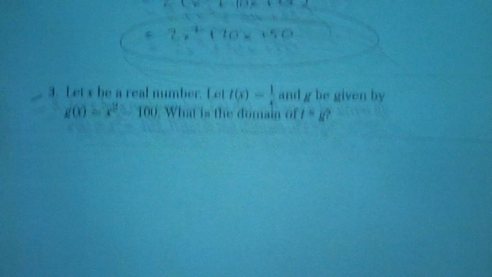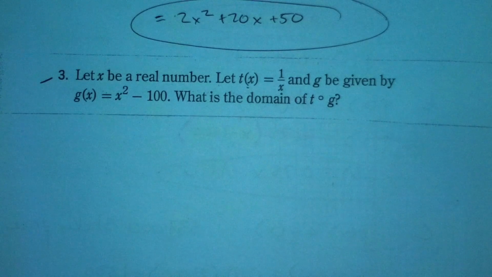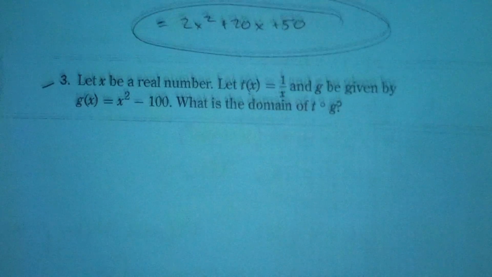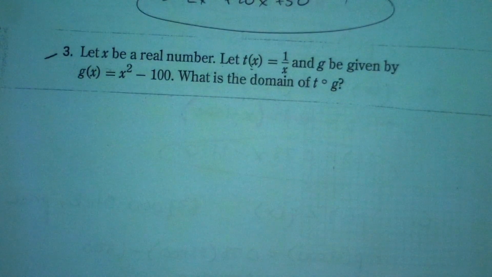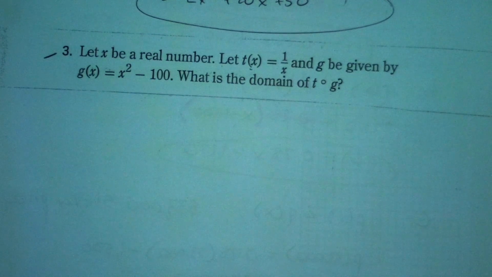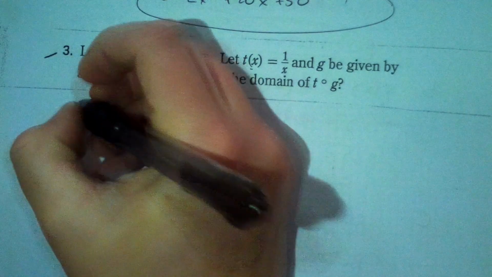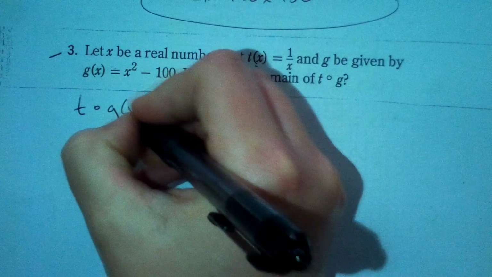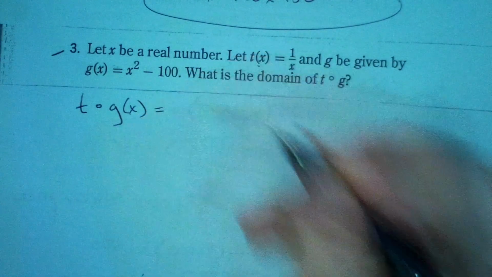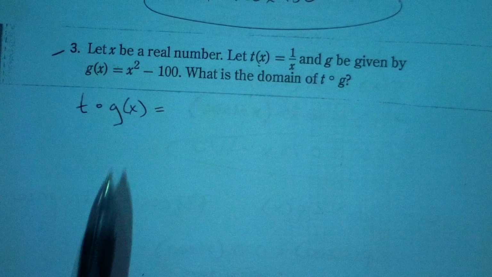So we left off on this example 3. Let me grab some pens out here. Okay, so we've got here that we're going to let x be a real number and then let t of x be 1 over x, and g be given by g of x is equal to x squared minus 100, and we're supposed to find the domain of t o g, or t following g. Okay, so when it's like that, the t with that composite and then the g, we're doing it of just x there because they don't give us anything else.